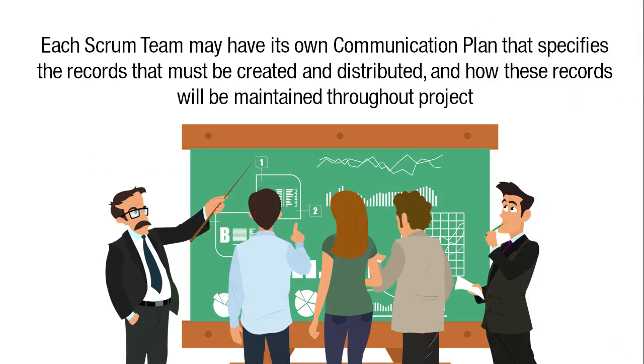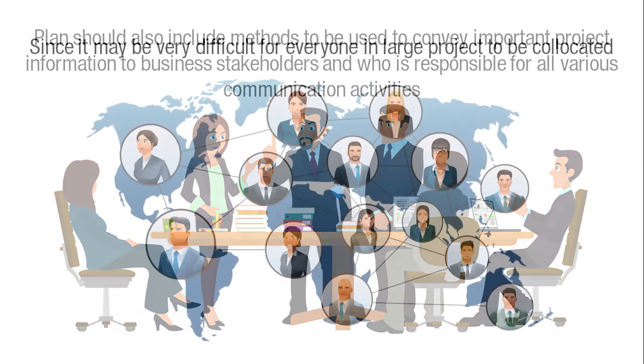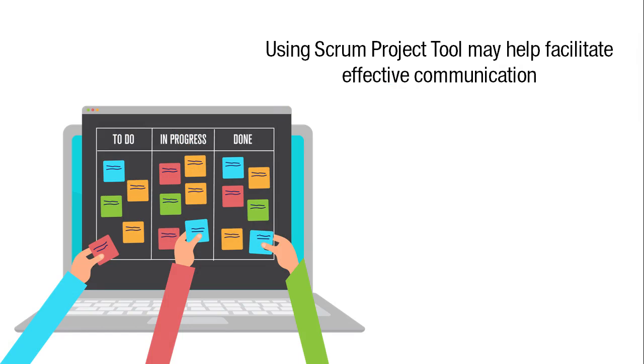Each Scrum team may have its own communications plan that specifies the records that must be created and distributed, and how these records will be maintained throughout the project. The plan should also include the methods to be used to convey important project information to business stakeholders, and who is responsible for all the various communication activities. Since it may be very difficult for everyone in a large project to be co-located, using a Scrum project tool may help facilitate effective communication.